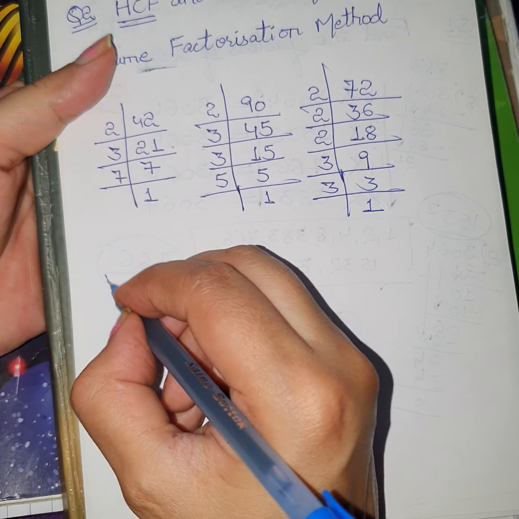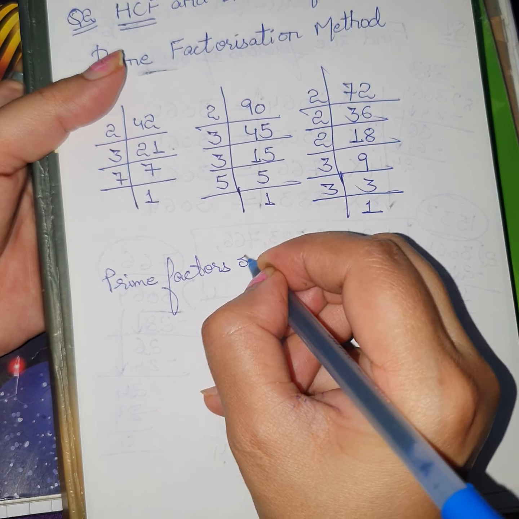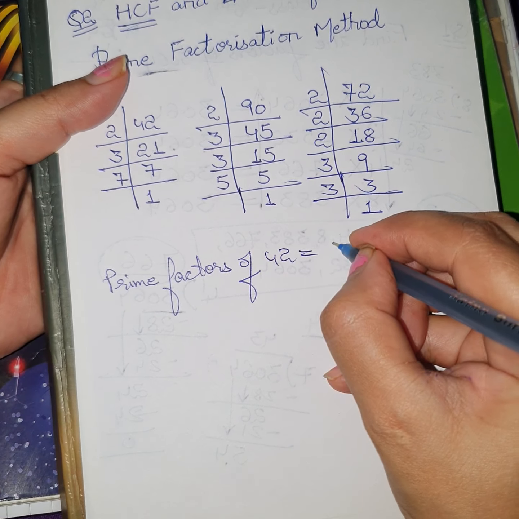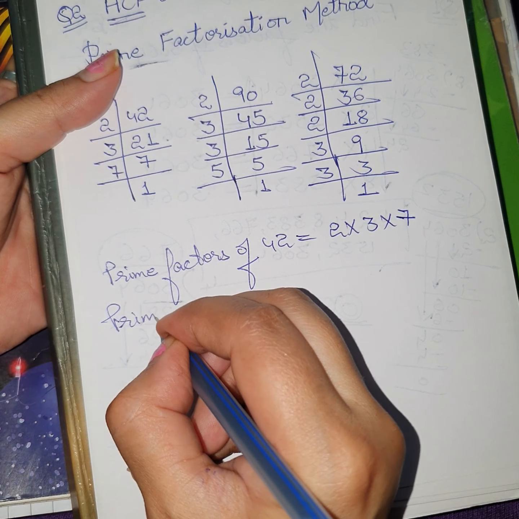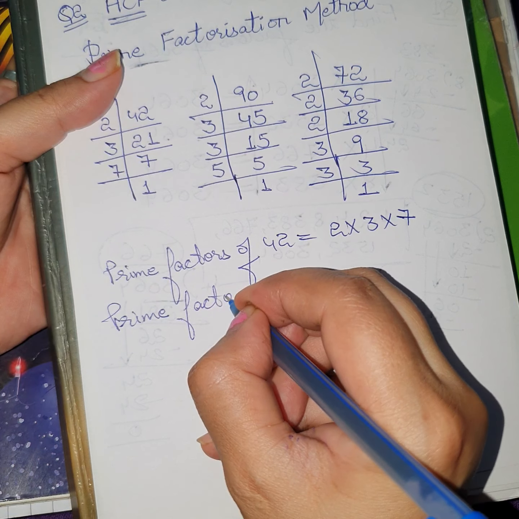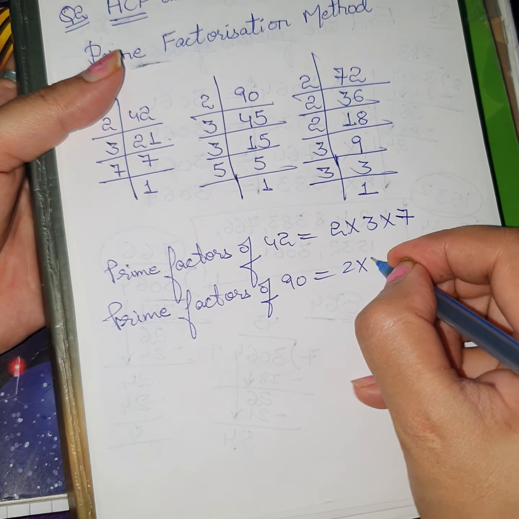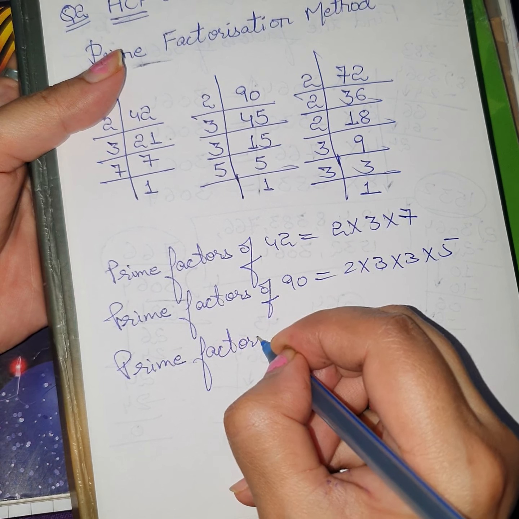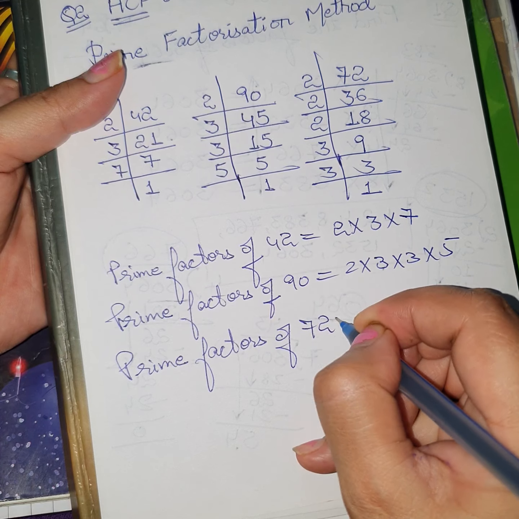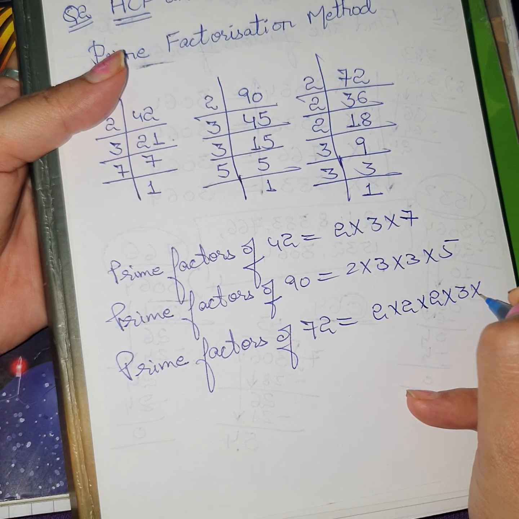Then you will write the prime factors of the first number, the prime factors of 42. So the prime factors of 42 are 2 into 3 into 7. Then you will write the prime factors of the next number, and the next number is 90. So the prime factors of 90 are 2 into 3 into 3 into 5. Then you have to write the prime factors of the third number, and the prime factors of the third number, 72, are 2 into 2 into 2 into 3 into 3.